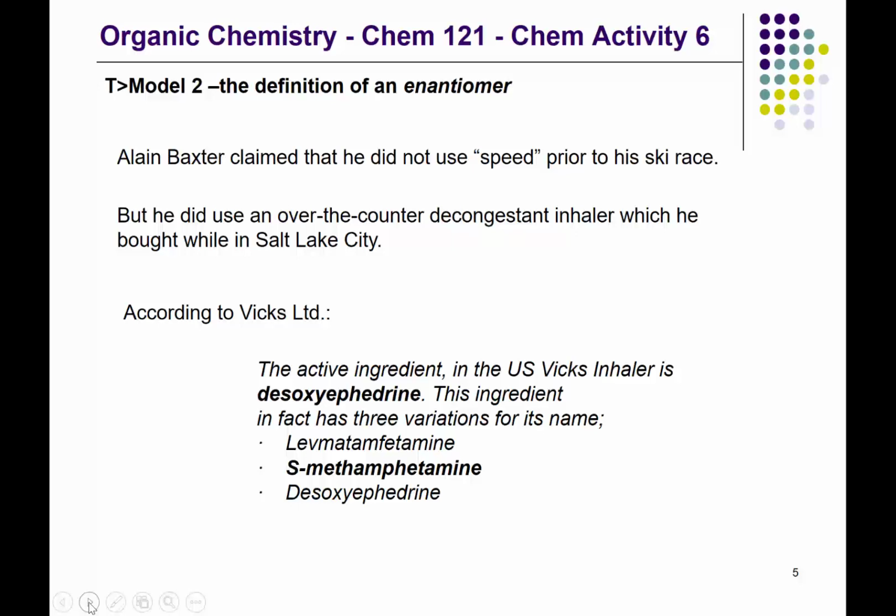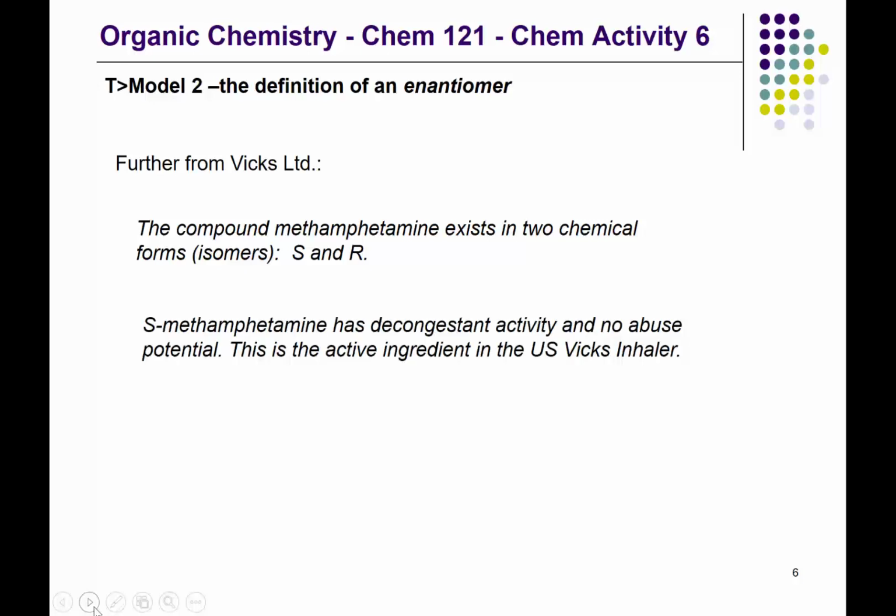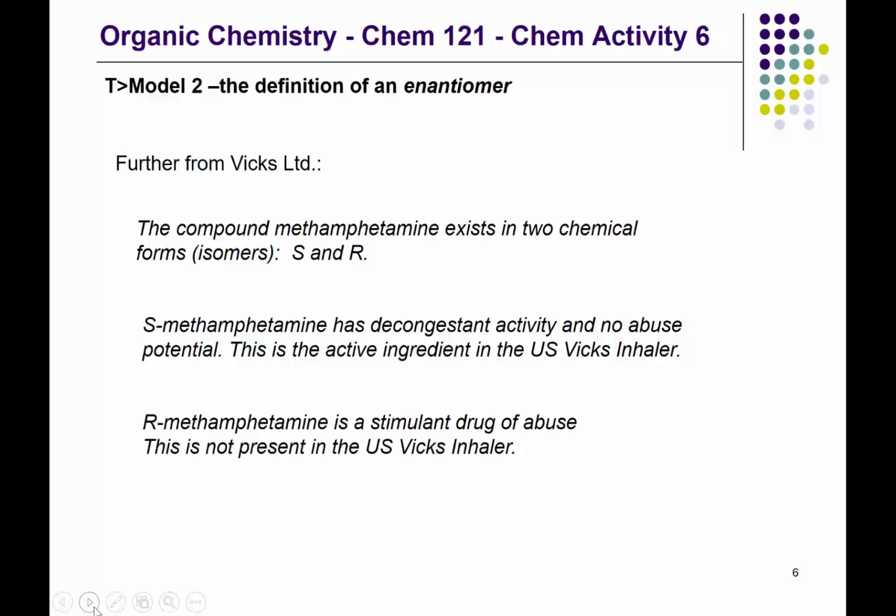So let's carry on. The compound methamphetamine exists as 2 chemical forms, or isomers. There's the S and there's the R. The S-methamphetamine has decongestant activity and no abuse potential. This is the active ingredient in the US Vicks inhaler. Whereas R-methamphetamine is the stimulant drug of abuse. Of course, this is not present in the US Vicks inhaler.